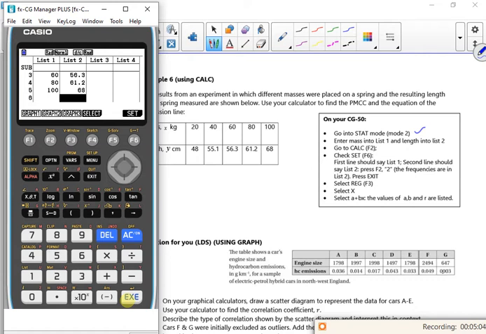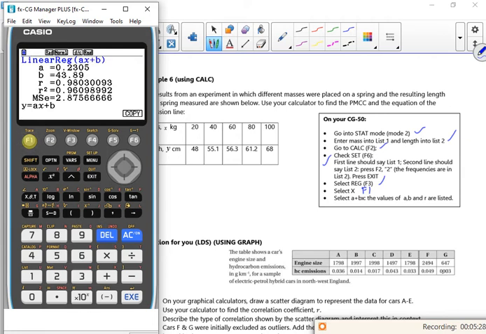Right, so I've done that, then F2 for calc. Got list one and list two in our set, yeah, keep it like that. And then F3 for regression, and then F1, so F3, F1, and then F1 again. And it gives us our A and our B values. Now you've got to be careful with this. Hang on, let's go back. Let's do it as F2, sorry. There. So I've got A plus BX.